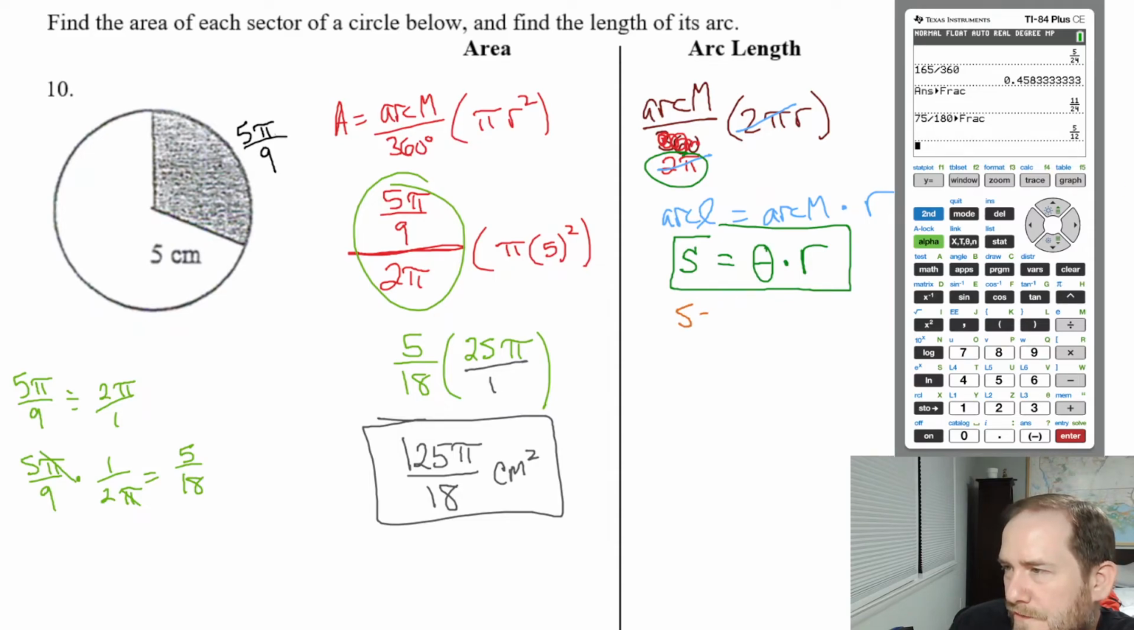So okay, we're solving. S is going to be theta, that's 5 pi over 9, multiplied by the radius, which is 5. And if you throw that over 1, there's no simplifying or cross-reducing. So S is just going to be, that's the worst S of all time. So the arc length is just going to be 25 pi over 9. And that's centimeters.